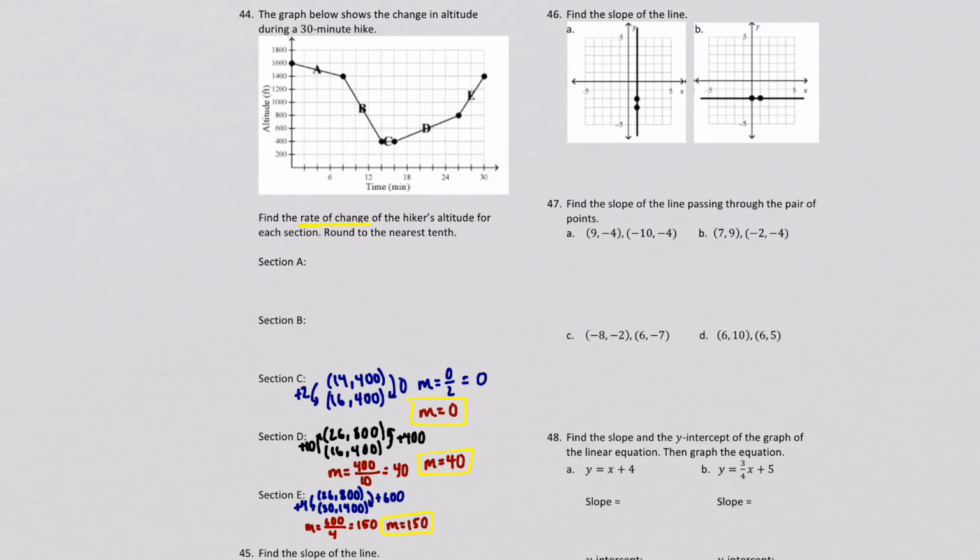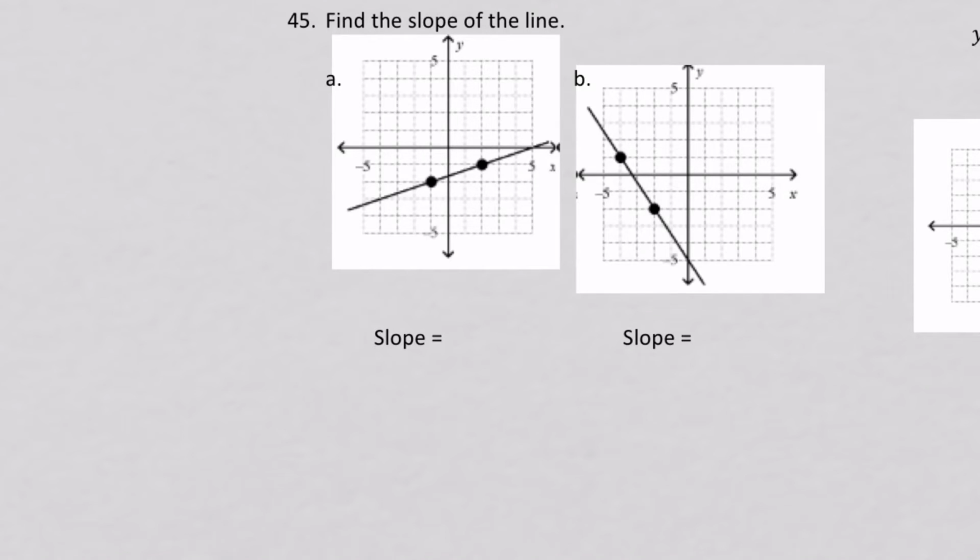Okay, using the same strategy that I used before, the rate of change in section C is 0 because it's a flat line. Horizontal lines always will have a slope of 0. Section D will have a slope of positive 40, and section E will have a slope of 150. All right, let's move on to problem number 45 then.